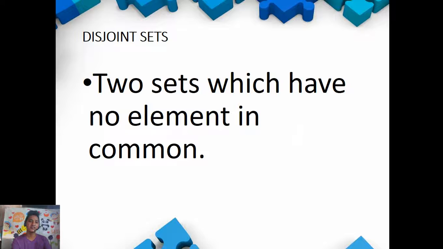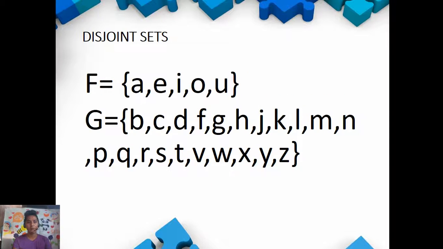Next, we proceed to disjoint sets. What is the meaning of disjoint sets? Two sets which have no element in common. They don't share the same element. Example, set A is A, E, I, O, U. Set G is B, C, D, F, G, H, J, K, L, M, N, P, Q, R, S, T, V, W, X, Y, and Z. Are they disjoint sets? Do they share a common element? No. Therefore, they are disjoint sets.